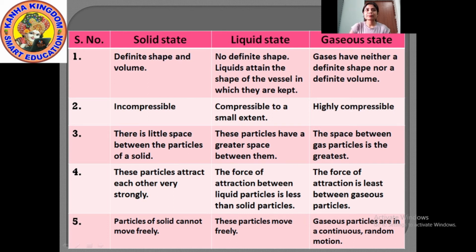Then number 2. Solid is incompressible. That means you cannot break the intermolecular bond in a solid. Then liquid state, compressible to a small extent. Then gaseous state, gases are highly compressible. That means the intermolecular bond in the gaseous state can easily be broken down.